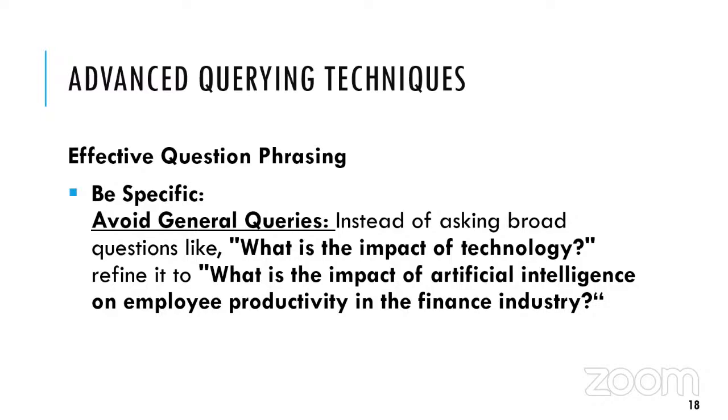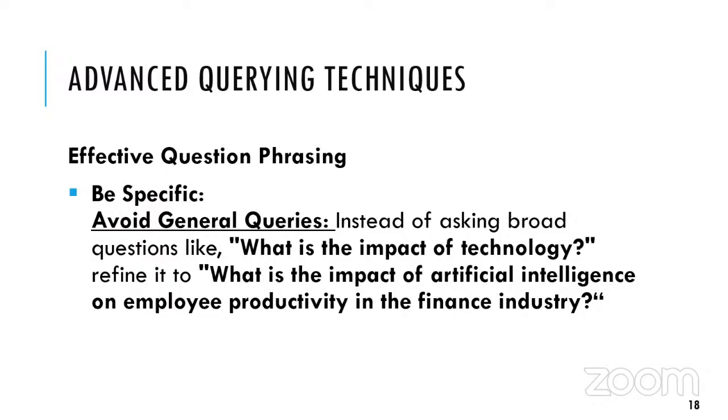When you think of this, you have to first and foremost be very, very specific. Be specific. Avoid general queries. Instead of asking broad questions like, what is the impact of technology? Why can't you refine it and ask, what is the impact of artificial intelligence on employee productivity in the finance industry? This is more specific.